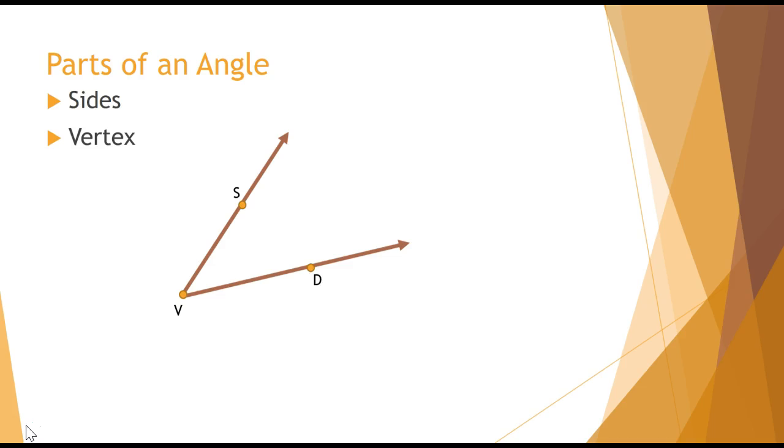When we are looking at angles, usually we will also find points on the sides of those angles. So in this case, we have a point S and a point D.